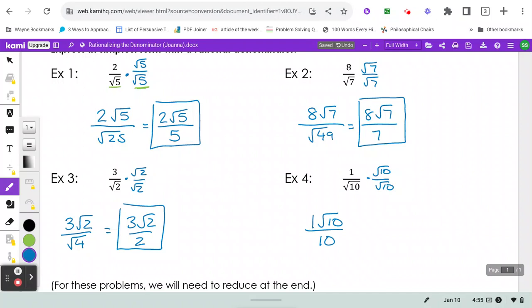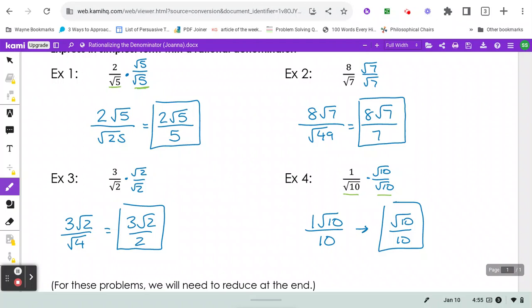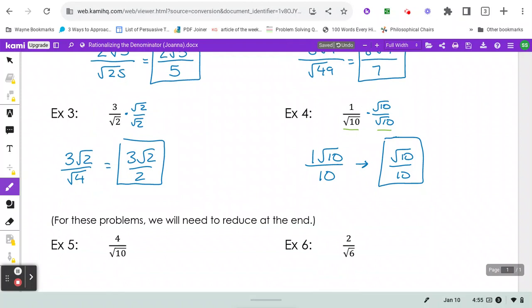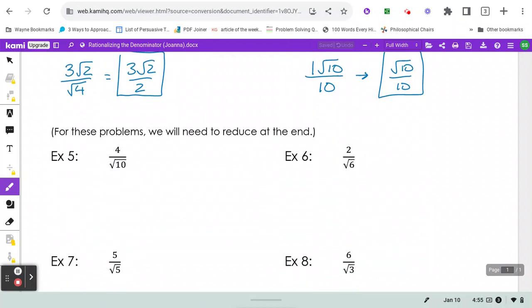Again, I'm kind of skipping the step of multiplying the radical 10 times radical 10 to get the 100 and just square rooting that 100 down to 10. You can do that if you'd like. Now, oftentimes, if there's a number 1 in front, you actually don't need that. So you could write this as square root of 10 over 10. That's a good final answer. All right, for the next 4 problems, it's going to be the same thing, except at the end of these problems, we will need to reduce it.